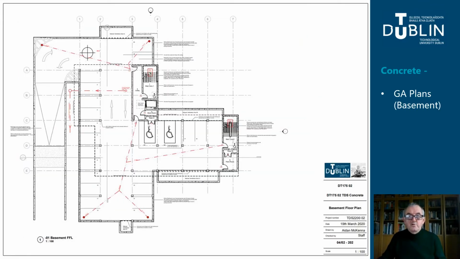This is a general arrangement drawing showing the basement plan of the building. The red lines indicate the provisions for emergency escape in the event of fire as required by Part B of the building regulations. Note also the provision for accessible car parking and refuges for wheelchair users in the staircases as required by Parts B and M of the building regulations.